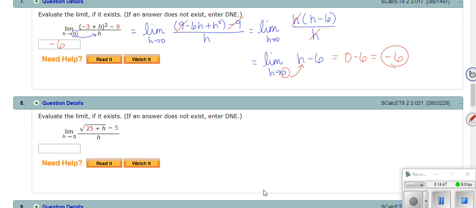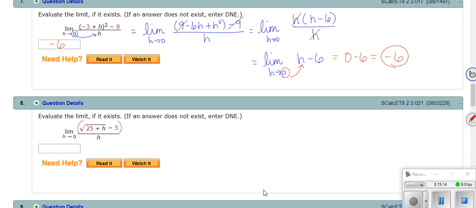Now the next one, I was going to say you all can do that, but let me give you a tip on the next one. I'm not going to work it all out for you, but again, I can't cancel any h's, and my h on the bottom can't go to 0. So here's how you start this one. Think about this numerator being a binomial. We've got the square root of 25 plus h, and then the minus 5. Those are my two terms.